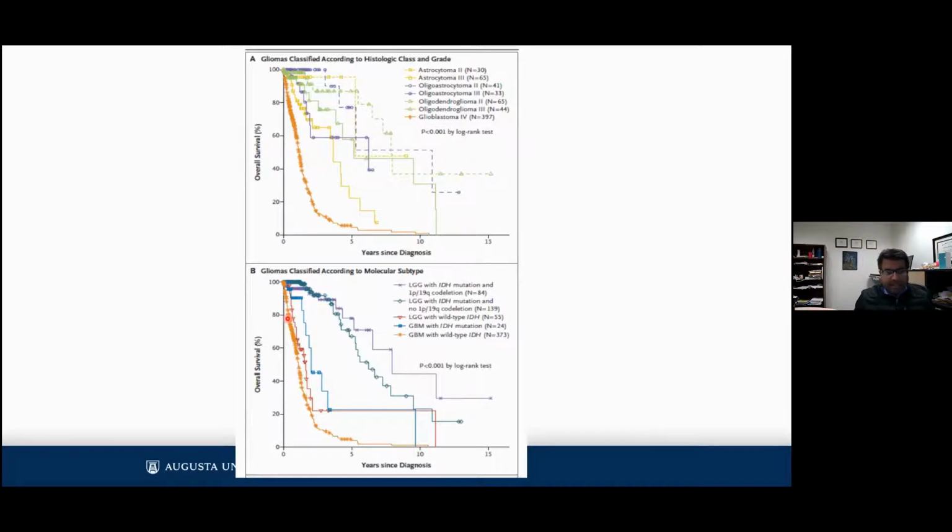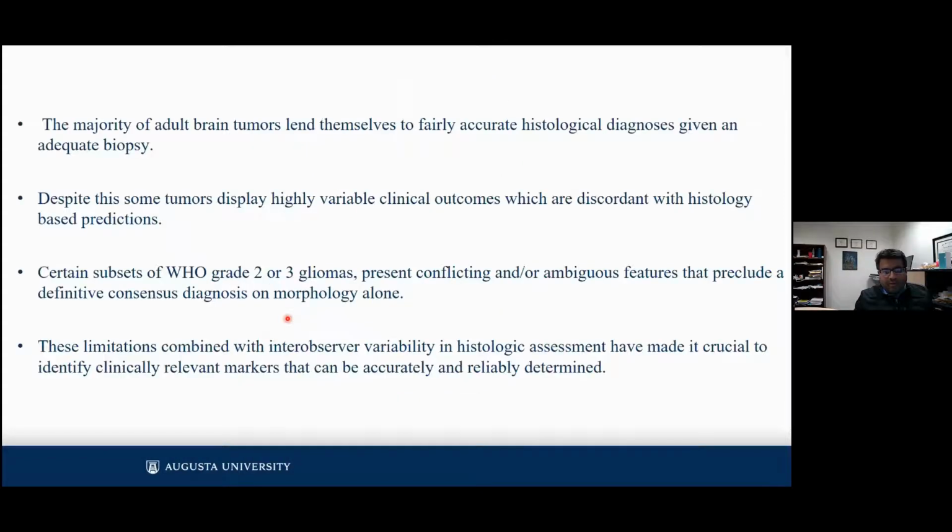And that has led us in the last 5 to 6 years to identify, on top of the histological subtypes, a lot of molecular information we would need to classify these tumors. So in summary, adult brain tumors are relatively easy to diagnose on histology as well as on biopsies. Not only diagnose, but also the grade.